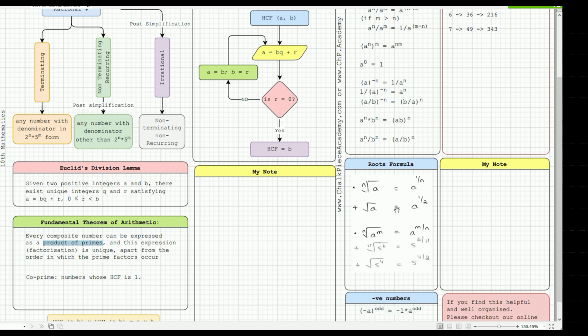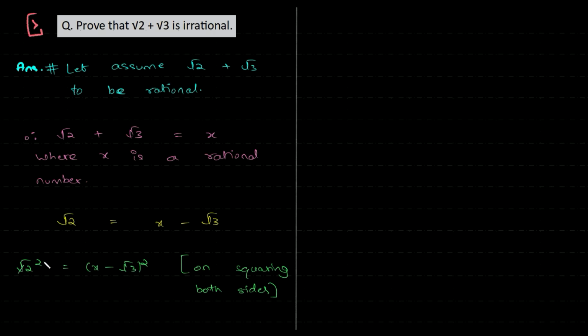Any root of any number is nothing but that number to the power of half. So the square is nothing but 2, and 2 divided by 2 will be 1. So basically they will get cancelled. That's what I mean. So we have root 2 squared getting cancelled.